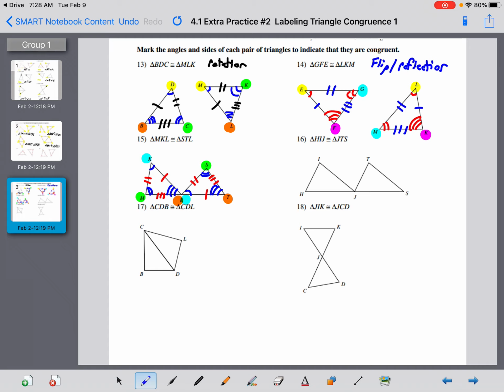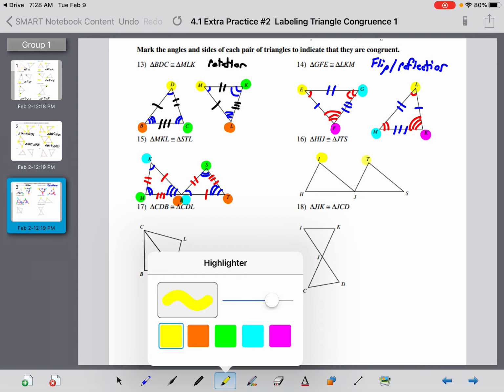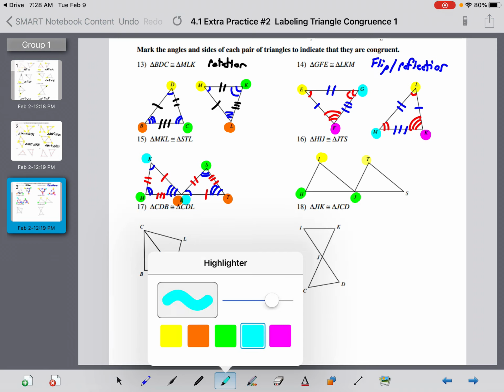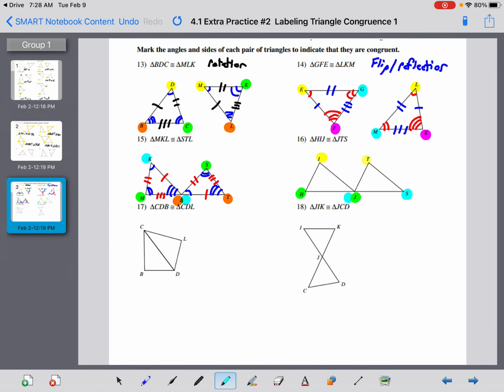Okay, some of these are a little tougher, but ones like 16 are much easier to see visually. I and T correspond, H and J correspond, and then J and S correspond. Okay, so they use J twice again. All right, so in between yellow and green, I'll put 1. Yellow and blue will get 2. And blue and green will get 3.